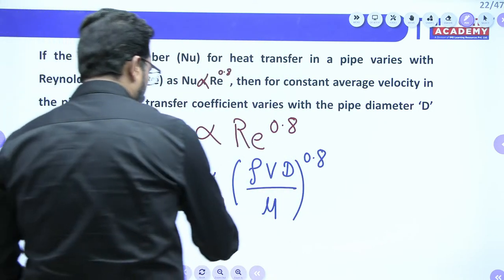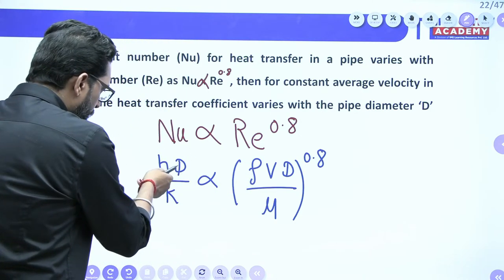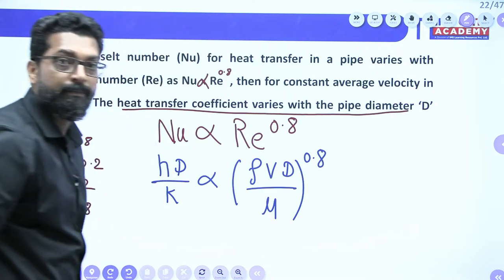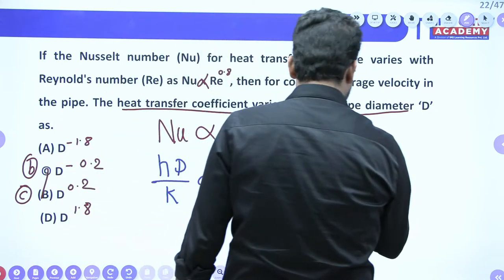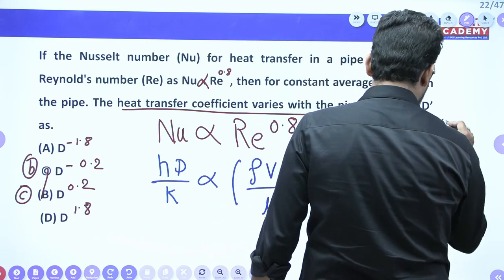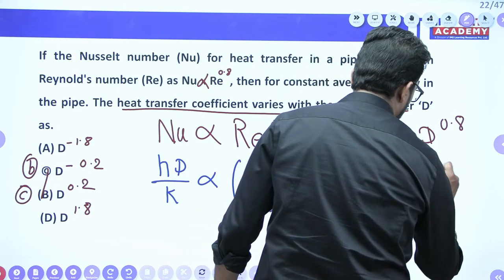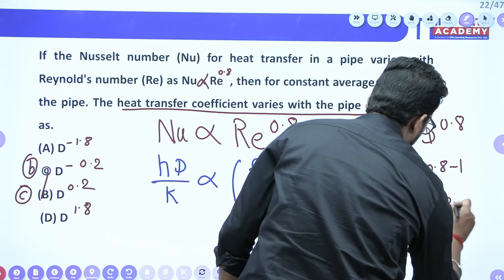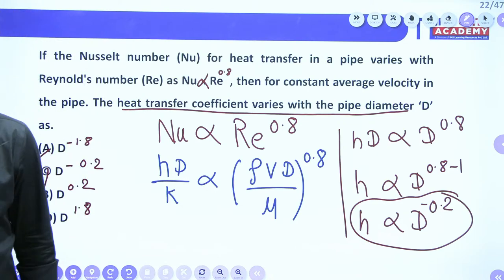Right. So from D, all the other parameters are fixed. From D, we have the relation that the heat transfer coefficient varies with the pipe diameter. Take all this, and H is directly proportional to the pipe diameter D to the power 0.8, divided by D. So H is directly proportional to D to the power 0.8 minus 1, so H is proportional to D to the power minus 0.2. So option B is correct.